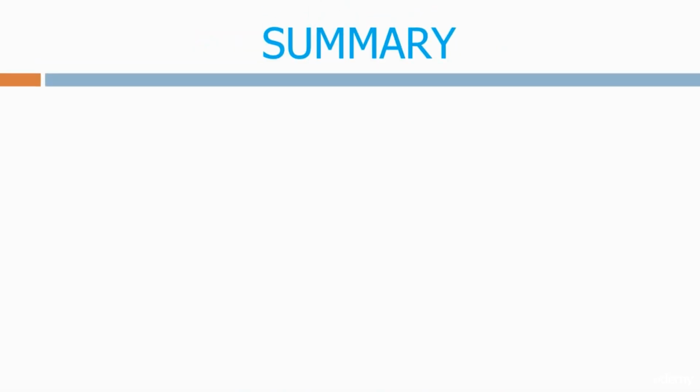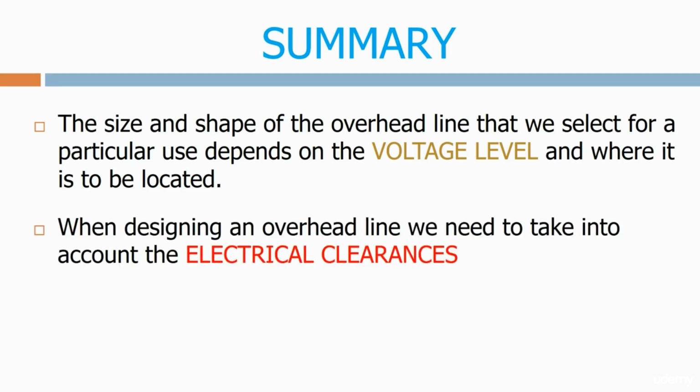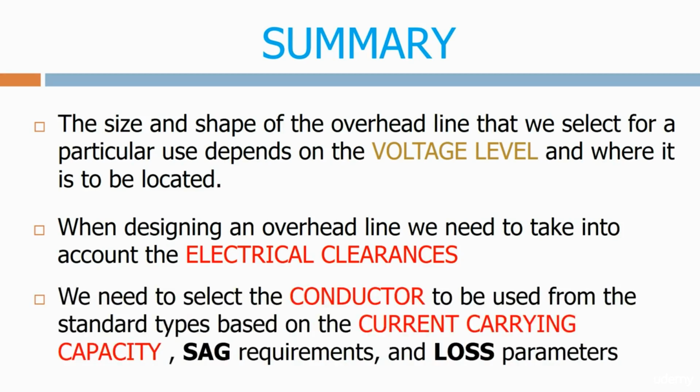Let's now summarize what we've learned today. The size and shape of the overhead line that we select for a particular use depends on the voltage level and where it is to be located. When designing an overhead line, we need to take into account the electrical clearances. We need to select the conductor to be used from the standard types, based on the current carrying capacity, sag requirements and loss parameters.